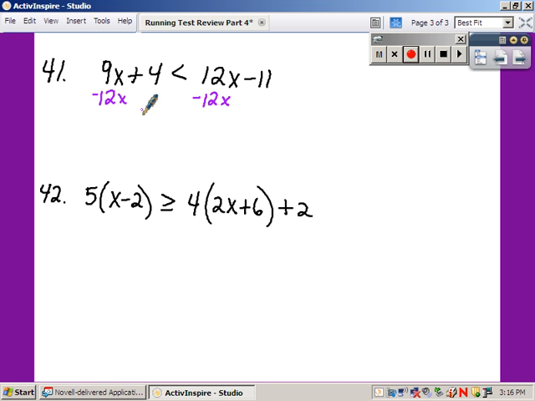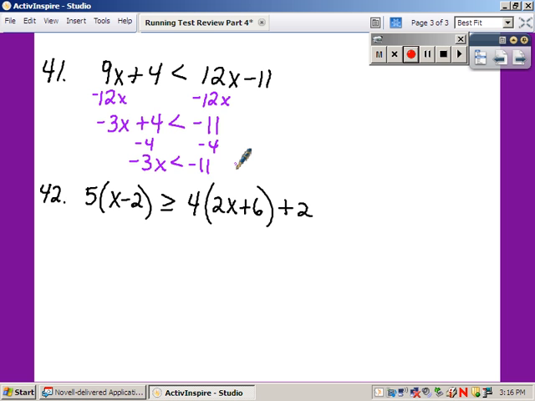That's actually going to give me negative 3x over here, which brings in a negative that I don't really want, but that's kind of what happens when you get the variable on the left all the time. Okay, now I want to get that variable term by myself, so I'm going to subtract 4 away. And now I've got negative 3x is less than negative 11.